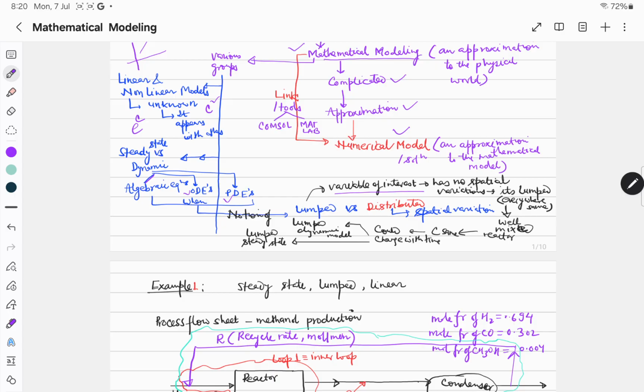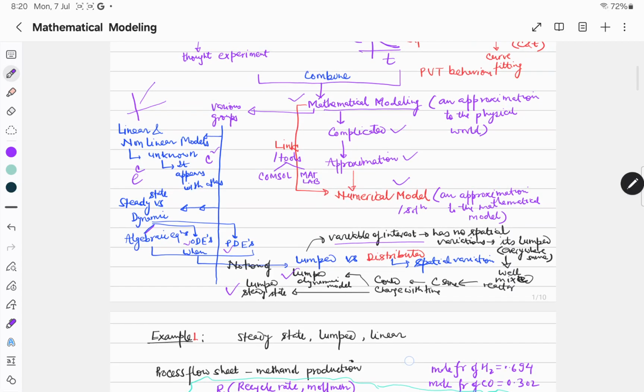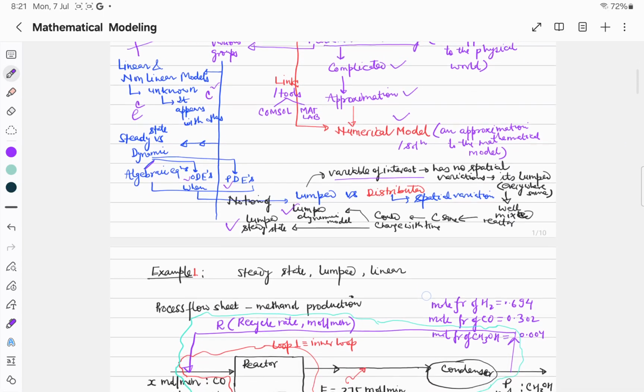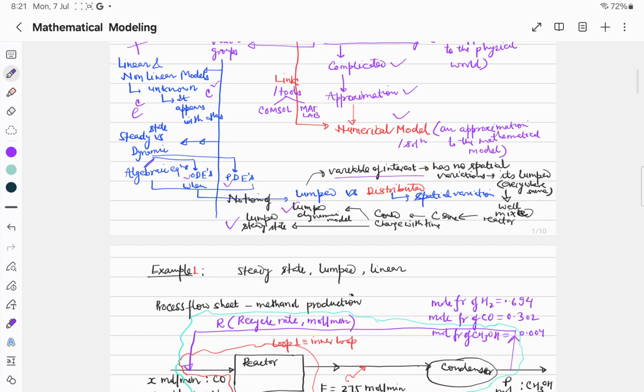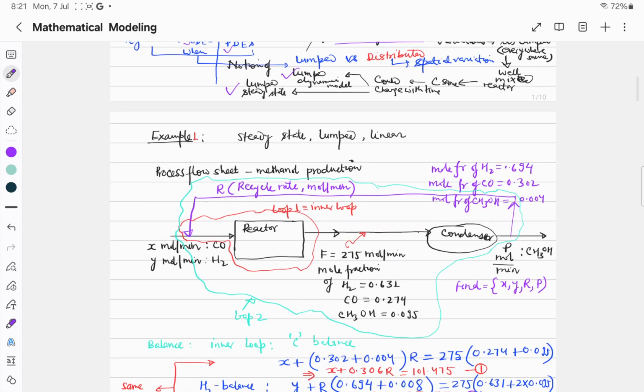The concentration is the same at different points, but it may change with respect to time. If it is changing with respect to time, then this is a lumped dynamic model. If it is not changing with respect to time, then it is a lumped steady state model. Now I am giving some examples to identify linear versus nonlinear models, steady versus dynamic models, or distributed versus lumped models.